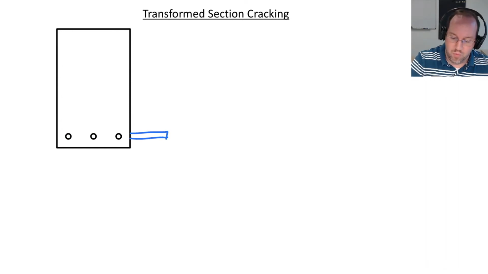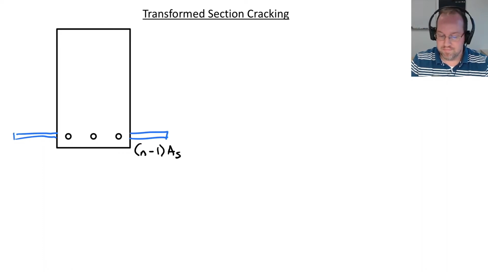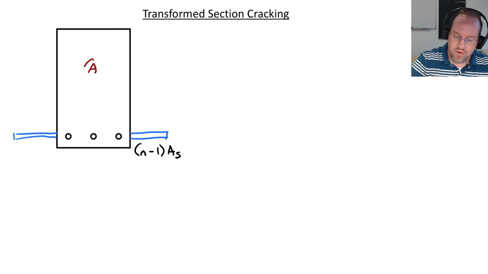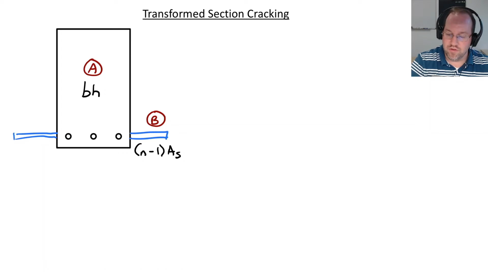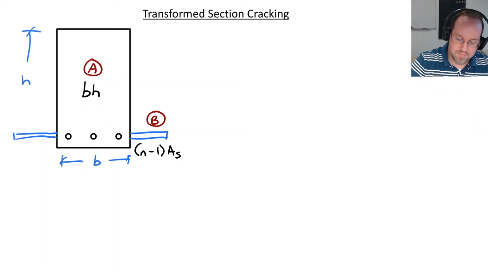So we're going to add our little wings here at the same depth as the steel, and it's going to have an area combined between those two wings of n minus 1 times the area of steel, AS. And I'm going to be considering two areas in this section. We'll call this area A, and the wings are going to be area B, where area A has an area of B times H. So B, of course, is still the width of my section here, and then H is going to be the total depth.